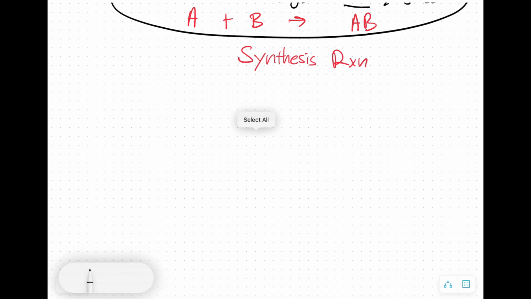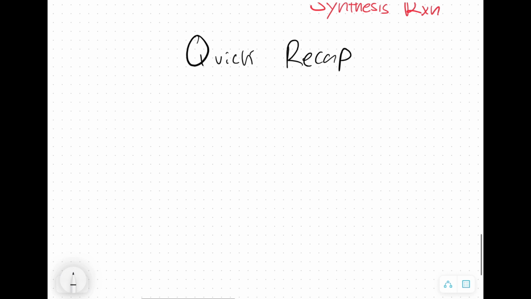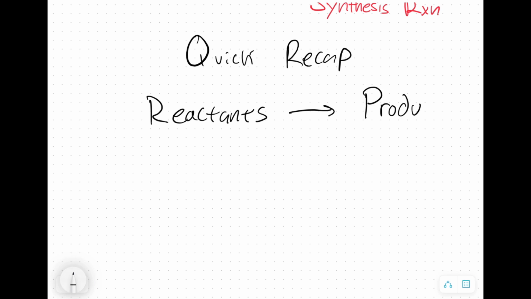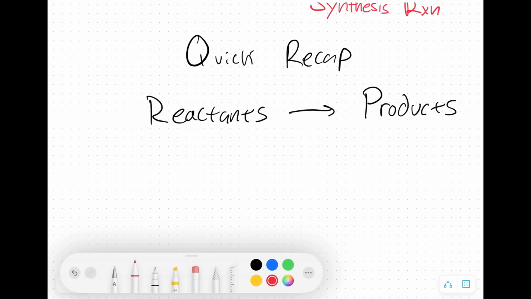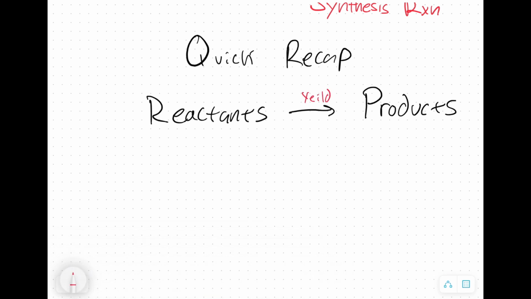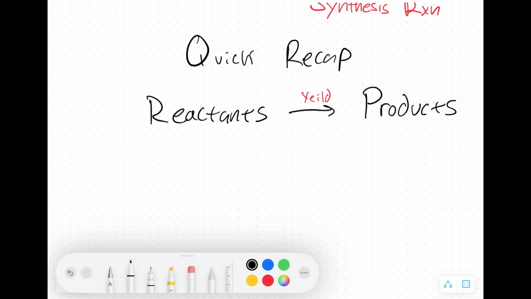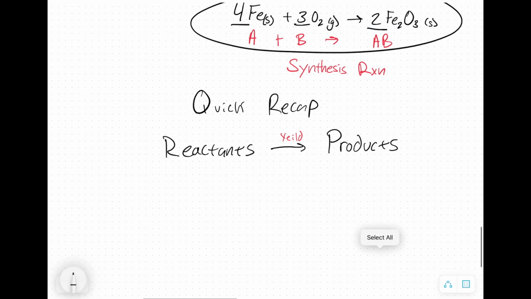So all we're going to do is do a quick recap. In general, when we talk about chemical reactions, we have this general idea: reactants are going to form products. This little arrow we're doing in the middle, we're going to call that our yield arrow. So whatever's on the left, we call reactants. Whatever's on the right, we call products. In general, we have 5 different types of chemical reactions.